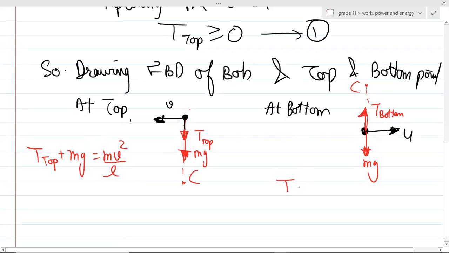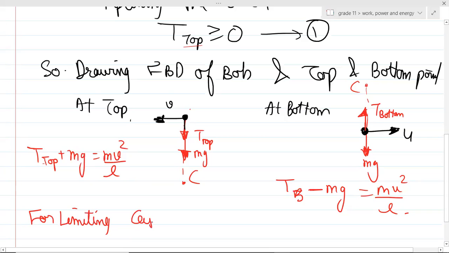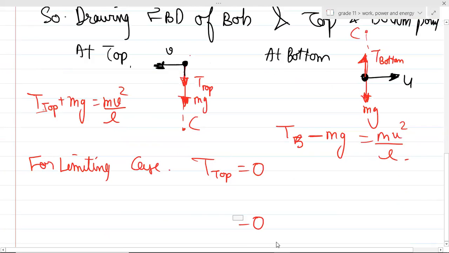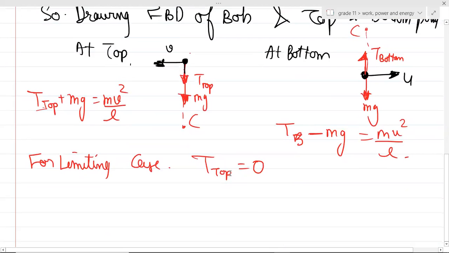And at the bottom, what is giving it? At the bottom, T bottom minus mg is giving you mu square by L. Right? Yes or no, guys? Yes, sir. So we'll take the limiting case. For the limiting case, the tension at top will be zero. The minimum case is, when we consider the minimum case, we consider the tension at the top is 0, right?